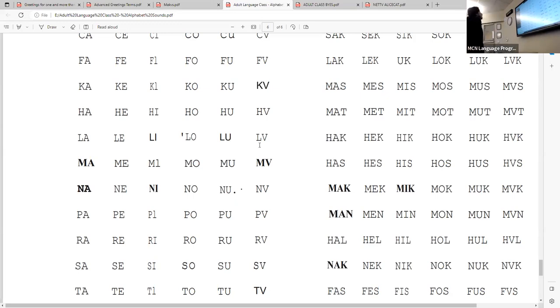Ga, gi, ge, go, gu, ga. Ha, hi, he, ho, hu, ha. La, li, le, lo, lu, la. Ma, mi, me, mo, mu, ma. Na, ni, ne, no, nu, na. Ba, bi, be, bo, bu, ba. Ta, ti, te, to, tu, ta. In this right here, look here. Ta, to. That's a fish.